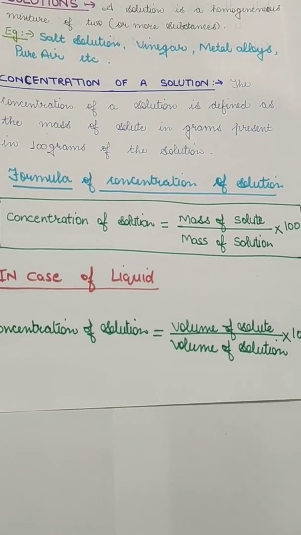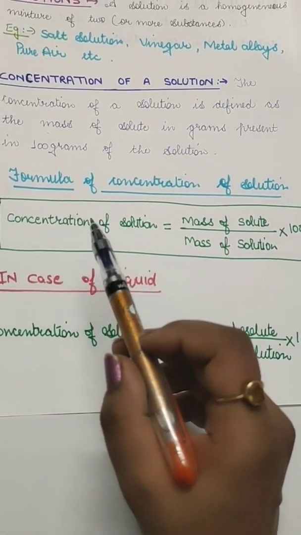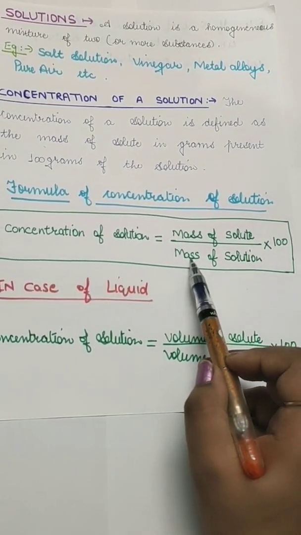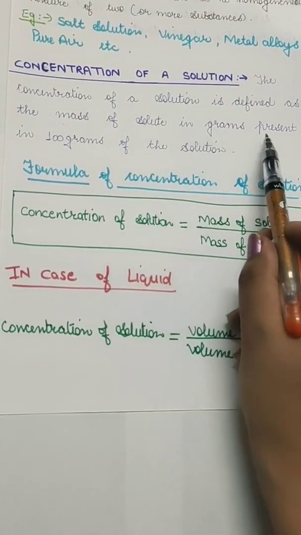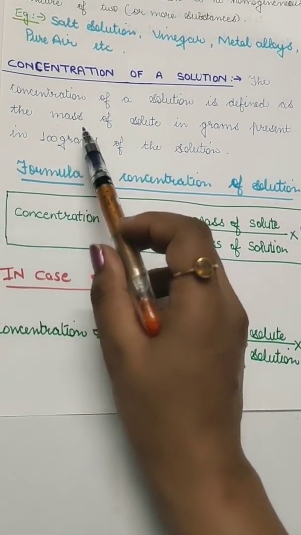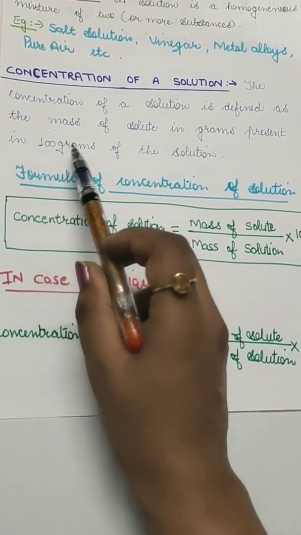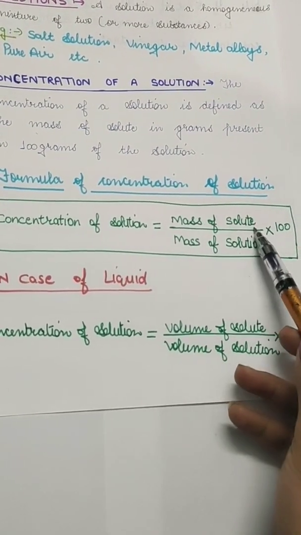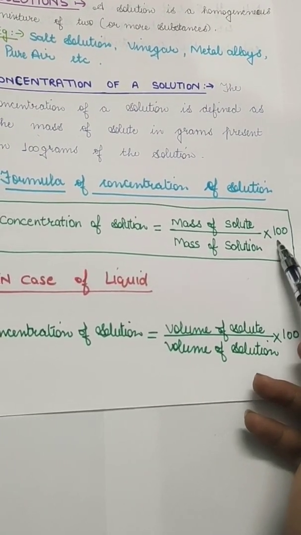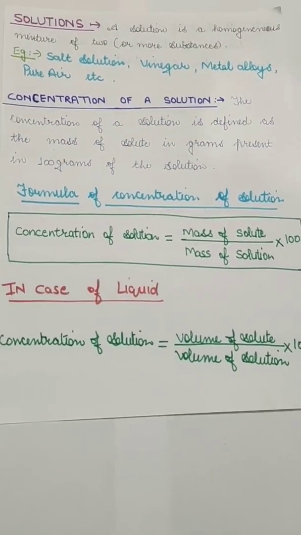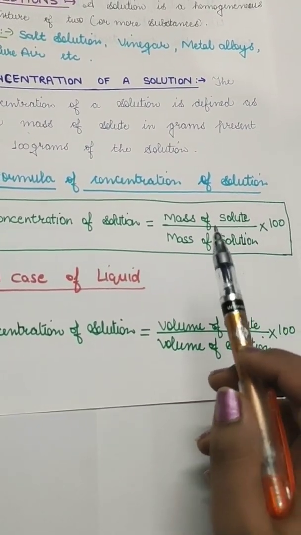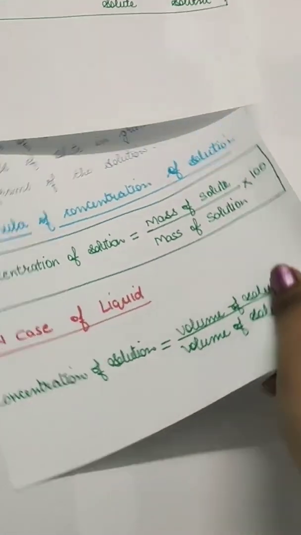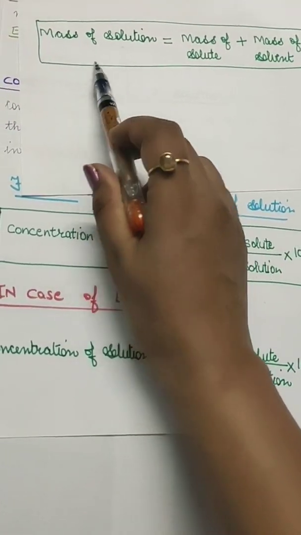Whenever we have to find out the concentration of solution, there is a formula: concentration of solution equals mass of the solute upon mass of the solution, because in the definition itself it is mentioned that it is the mass of solute present in 100 grams of solution. So the formula is mass of solute upon mass of solution into 100. Okay. So mass of solution, we already know, equals mass of solute plus mass of solvent.